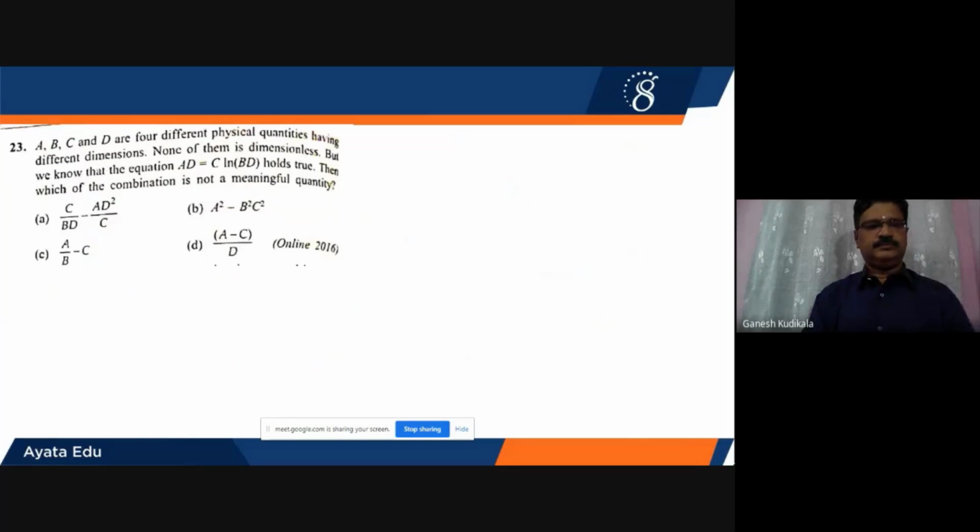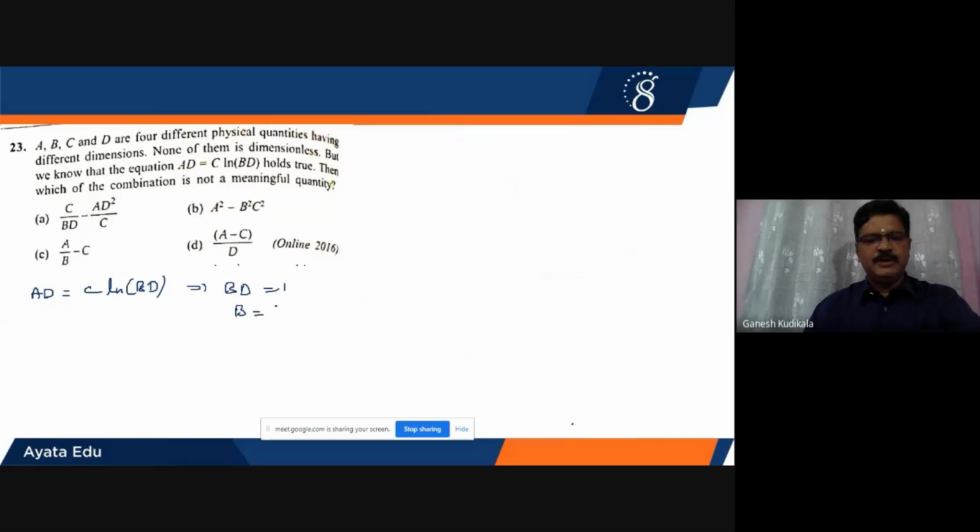23rd one. He said that A, B, C, and D are four different physical quantities having different dimensions. None of them is dimensionless, which means every physical quantity will have a dimension formula, but all four are different. First, let us use that condition. AD will be equal to C into ln of BD, right? Since it is inside the logarithmic function, it should be dimensionless, which means BD value will be equal to 1.